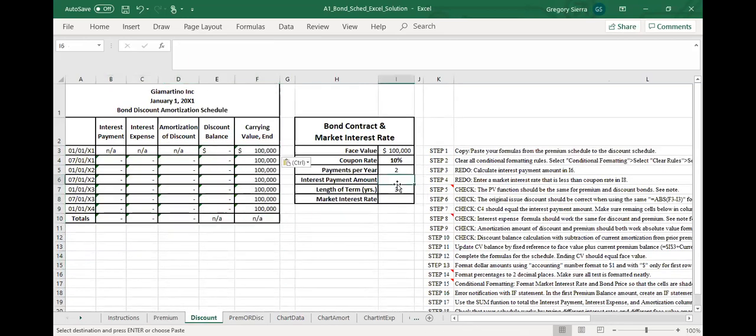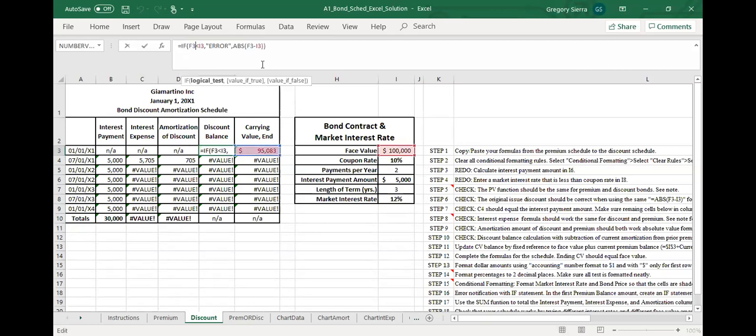Okay, and now we're going to get our interest payment amount, which equals 100,000 times 10% divided by 2. So we're on the discount one. We're using a lot of the work we had before. We're going to see, though, it's not exactly the same. So now we're going to choose a market interest rate, which should be above, but these conditional formatting things aren't right, and this isn't right. So what I'm going to say is F3. Oh, let me follow the instructions.